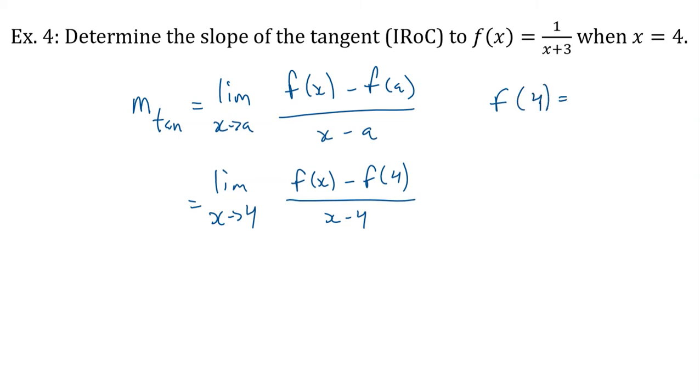Am I going too fast or are we okay? I sub 4 into the equation. What do I get? 1 over 7. Right? In the denominator, 4 plus 3 is 7, so 1 over 7. The first bunch of steps to get this set up are the same steps every single time. Write out the formula, sub in, figure out your y value, or your function value if that's how you want to look at it.